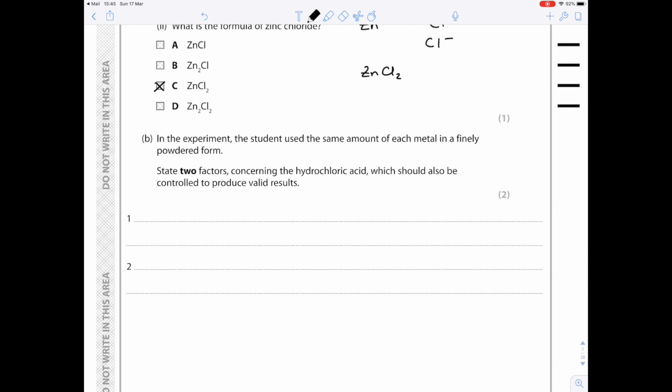In the experiment, the student used the same amount of each metal in a finely powdered form. State 2 factors concerning the hydrochloric acid, which should also be controlled to produce valid results. So what do we need to keep the same about the hydrochloric acid? Well, clearly we need to use the same volume of hydrochloric acid and also the same concentration. You could also have said its temperature, it's up to you.